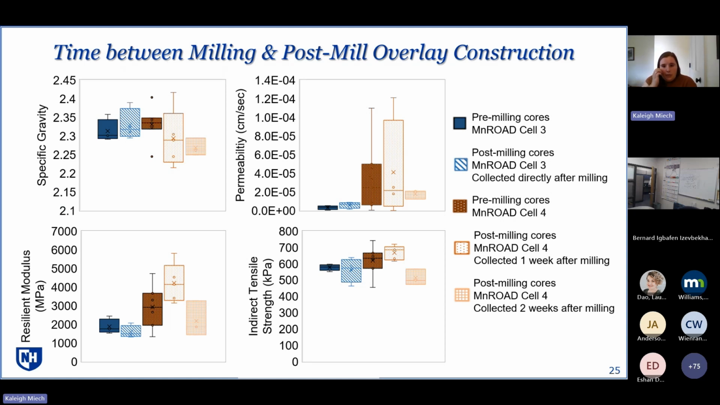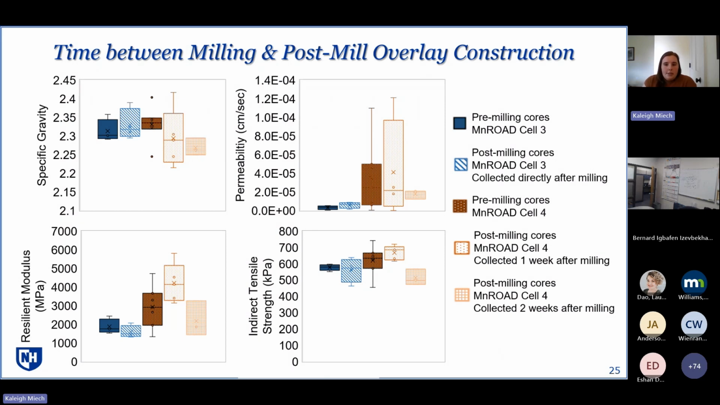So when we evaluate these results, we can see that the dark blue is the pre-milling collected from cell 3, and then light blue is the post-milling that were collected directly after milling, also from cell 3. Then the dark orange is the pre-milling from min-road cell 4, and then the first light orange are the cores collected 1 week after milling, and the second are those collected 2 weeks after milling. So when we examine these plots, we can see that there was an increase in the resilient modulus and indirect tensile strength for cores collected 1 week after milling, but a decrease in the resilient modulus and indirect tensile strength for the cores collected 2 weeks after milling.